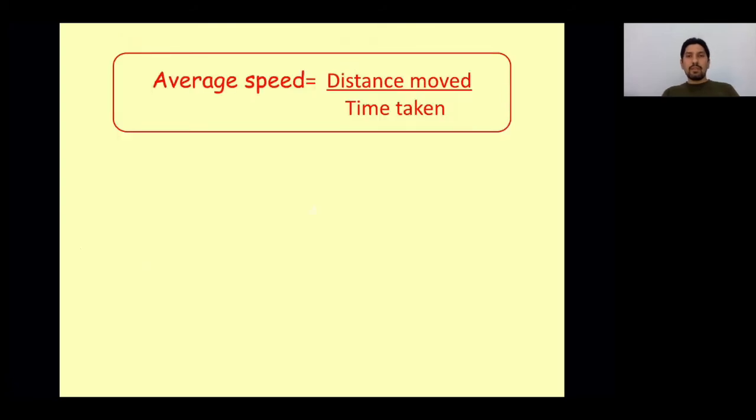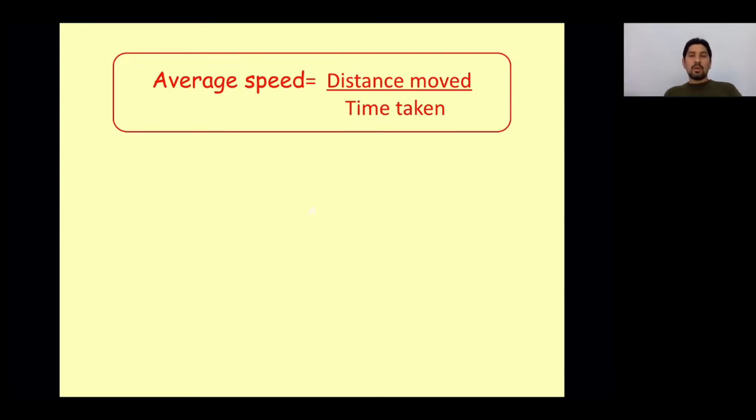Average speed is equal to distance moved over time taken. So what is speed, first of all? Speed means distance traveled in a given time, or speed means how fast something is moving, or speed means how much time is taken to travel this much distance. All of this relates to speed.